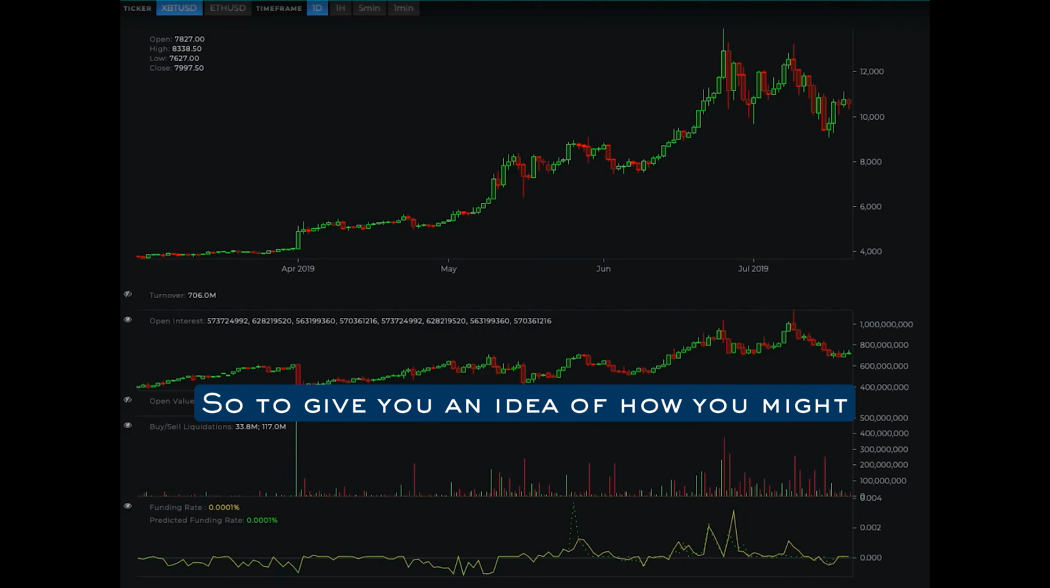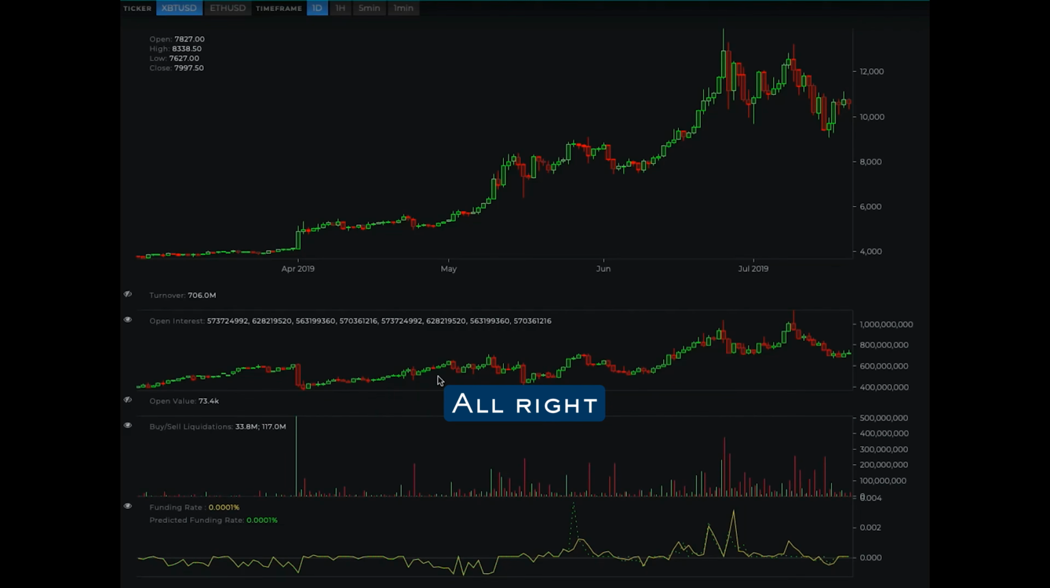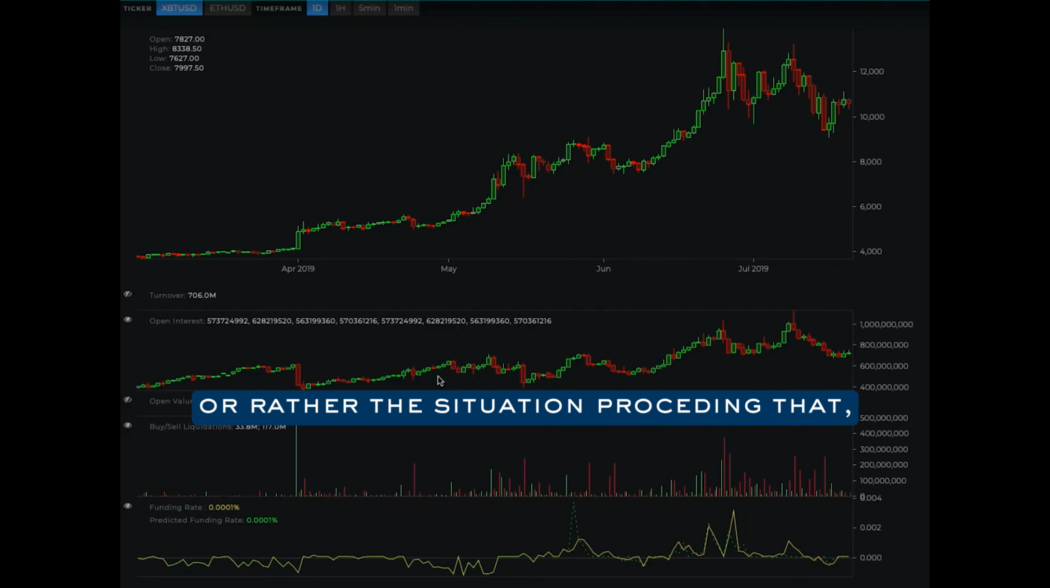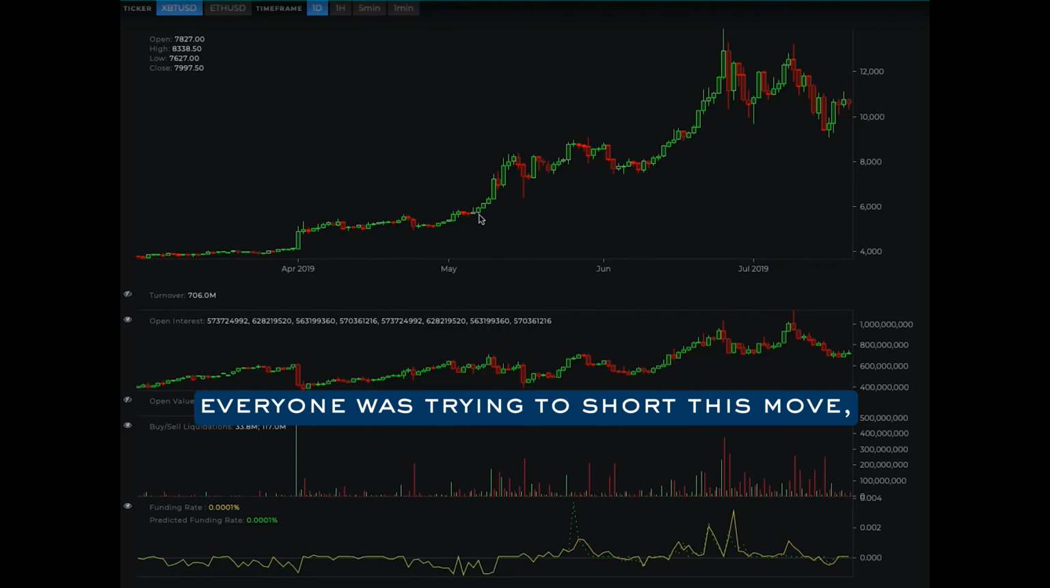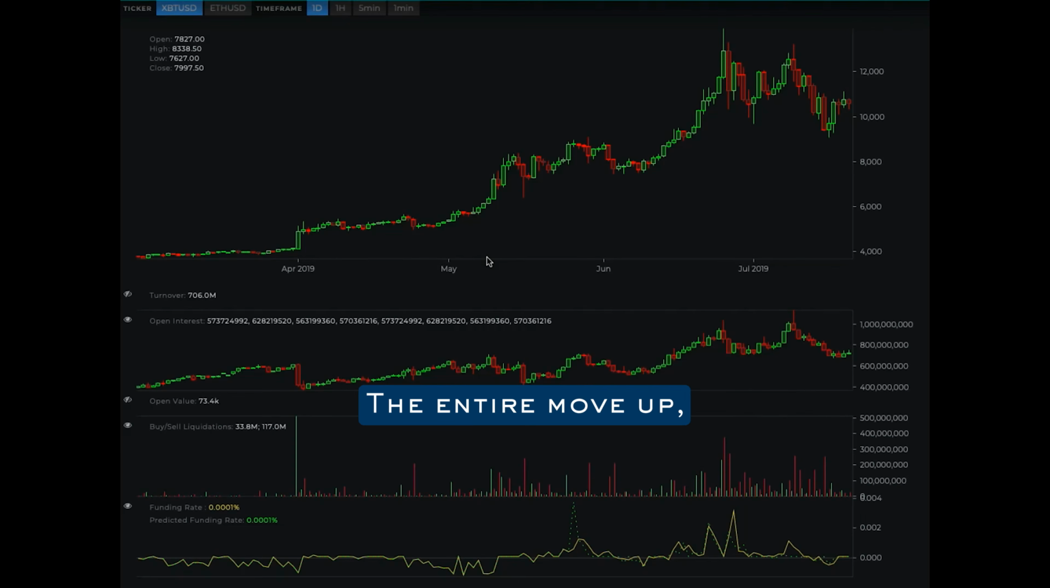So to give you an idea of how you might interpret the situation preceding that: the move up entirely for this move was on high open interest. The pullback was on a decrease in open interest. We want to see that, but open interest is really high. The majority of the market is likely confident in this trend. In this case though, everyone was trying to short this move, thinking that we deserved and needed a pullback. The entire move up, the thought was that we needed a pullback.